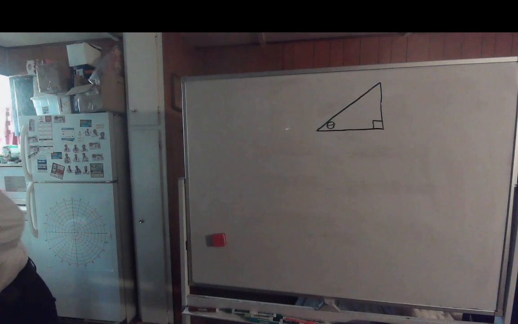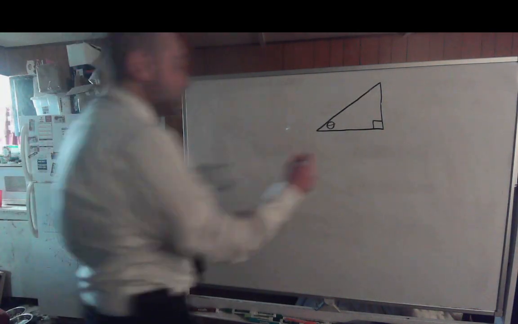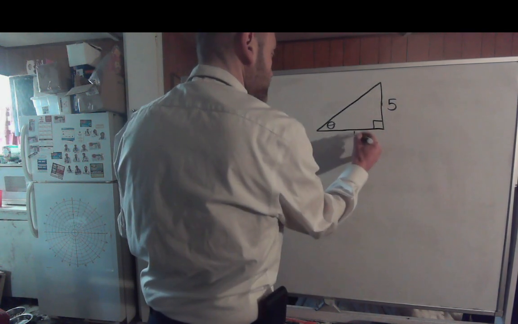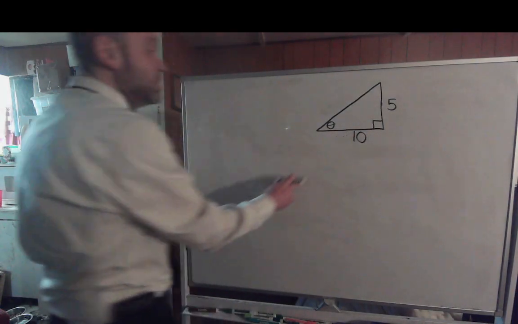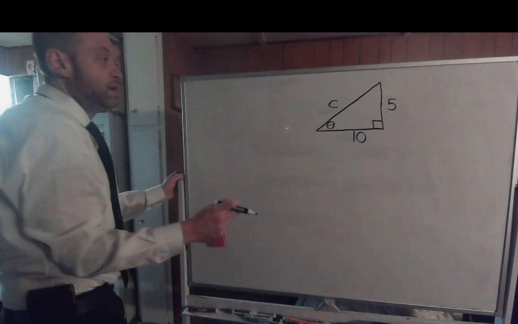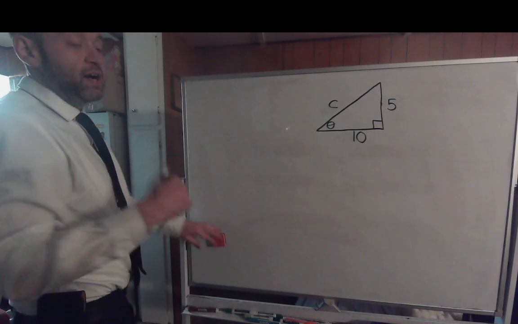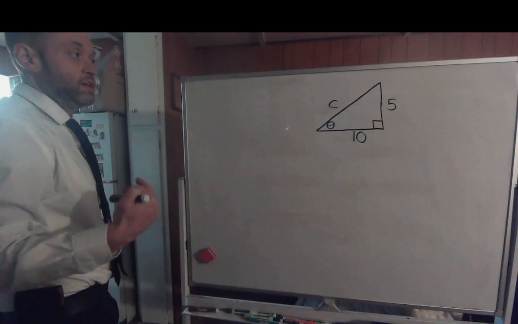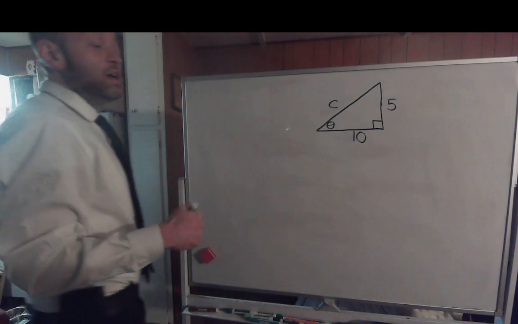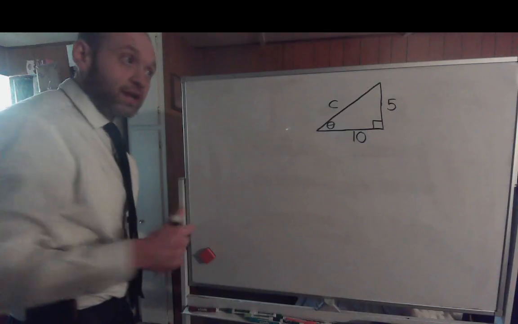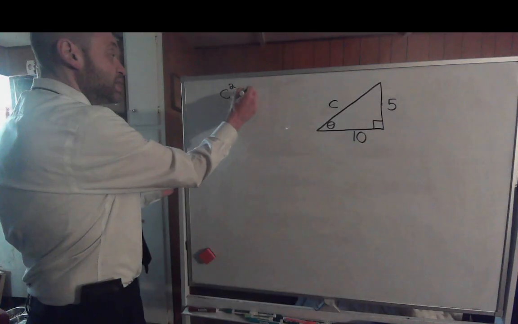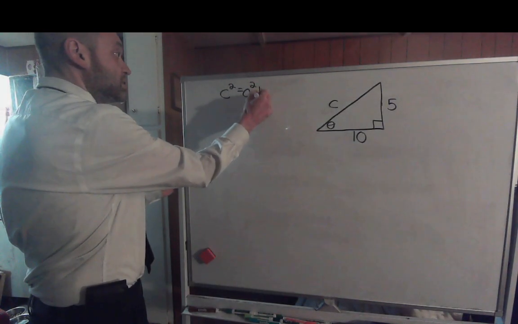All right, so first triangle has one leg with a length of 5, the other leg has a length of 10. We don't know the length of the hypotenuse. We'll call that C. Well, we want to find the value of the 6 trig functions, but remember, we don't know the length of the hypotenuse. It's time for good old Pythagorean Theorem. Pythagorean Theorem was C squared equals A squared plus B squared.